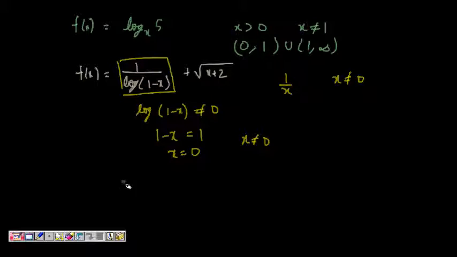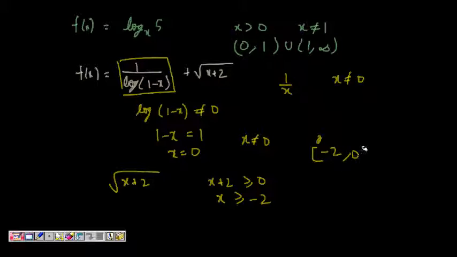Okay, and then x plus 2. So for this to be valid, x plus 2 should be greater than equal to 0, or x should be greater than equal to minus 2. Okay, so our domain will be minus 2 to 0 and union 0 to infinity. Okay, so this will be the case.